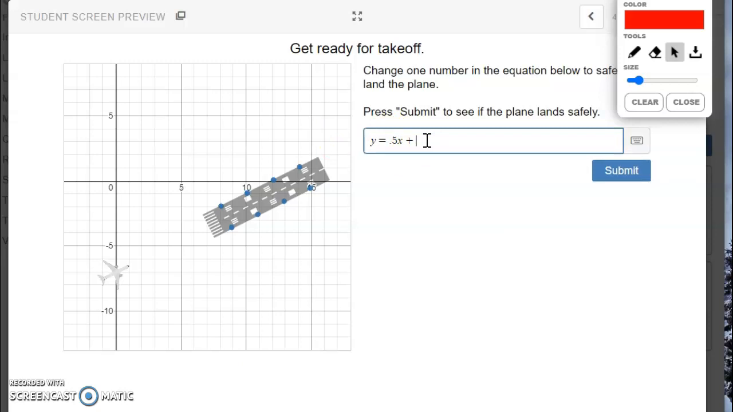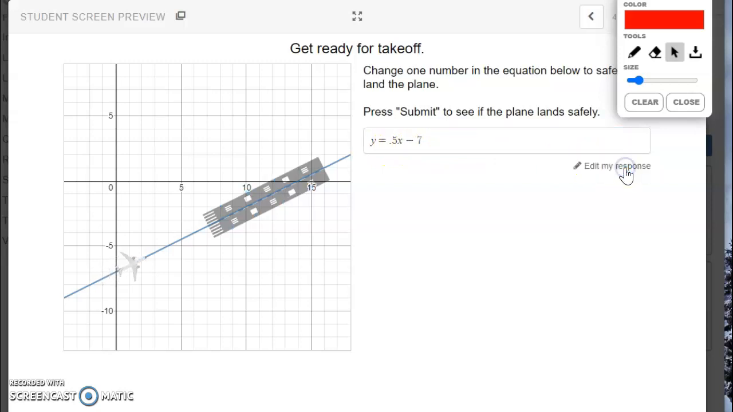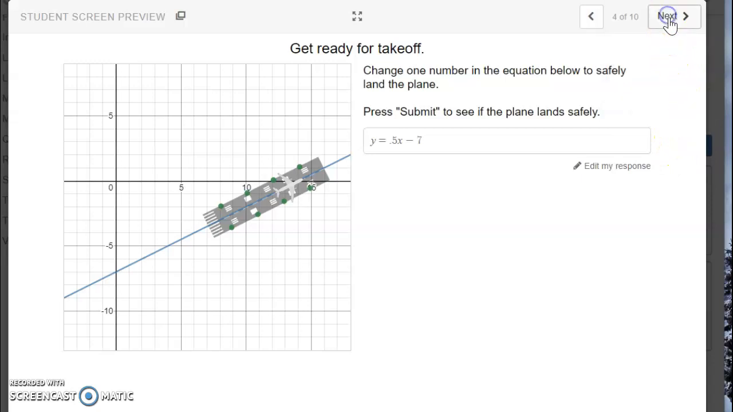Oops. Oh, plus 7. The y-intercept of plus 7 is over here. That's not what I want, is it? I want this to be negative 7. So it's going to be 0.5x, which is half x, minus 7. And let's see if that would work. Looks good so far. Okay, then let's go on to the next problem.